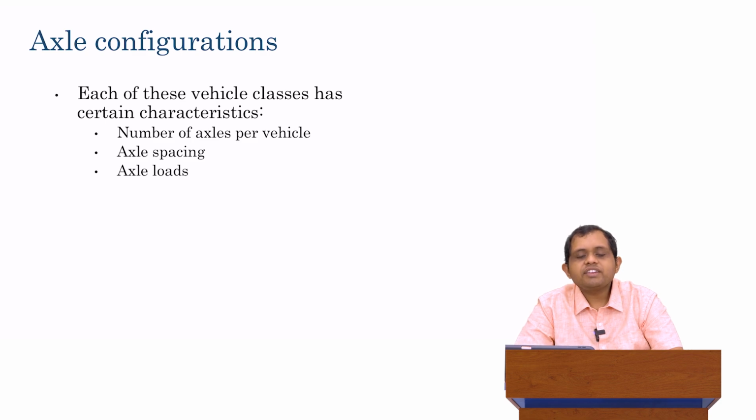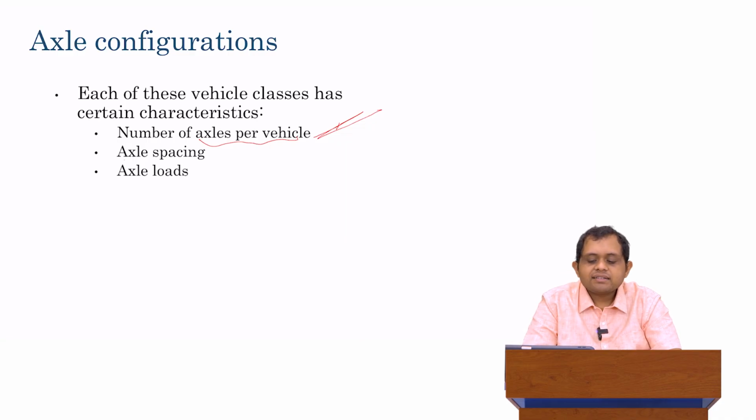Now, each of these vehicle classes, so now we've defined a certain class of vehicles. In each of these vehicle classes, then, we can have 3 important characteristics of that particular vehicle class. Those characteristics are the number of axles per vehicle. This is actually a very, very important parameter which is used quite widely in design. The number of axles per vehicle, the axle spacing, and the axle loads.